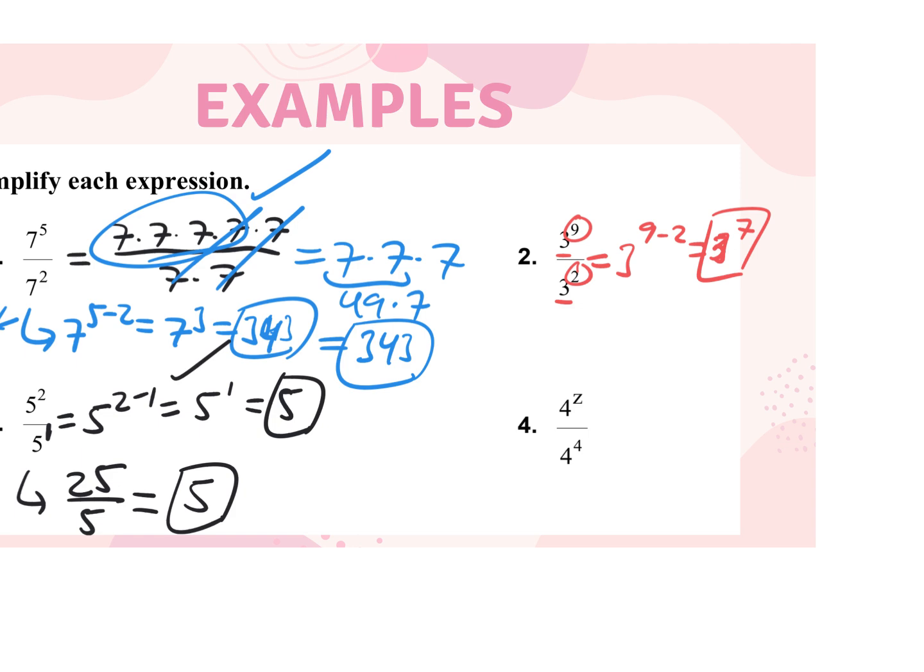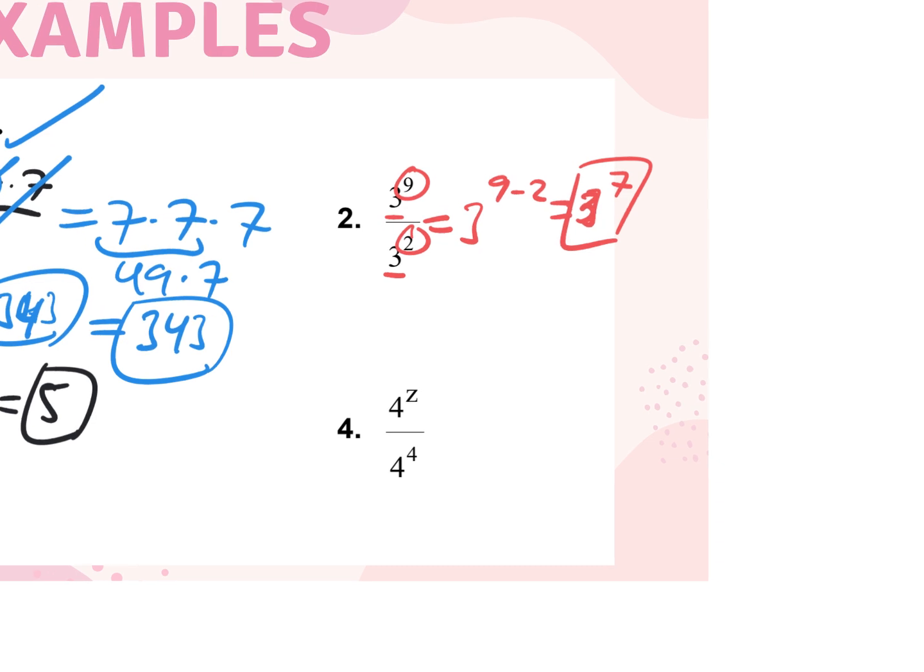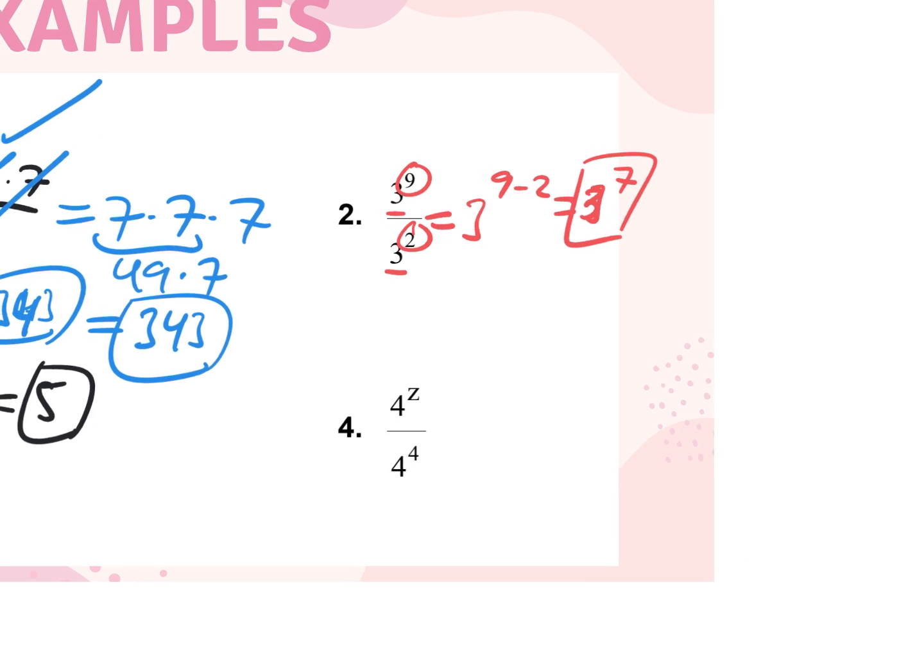All right, so now this next one, 4 to the z over 4 to the fourth, right? z is a variable, but we don't really have any more information, right? So 4 is the same on the top and on the bottom, so this is going to become 4 to the z minus 4. And that's all you can really do there, right? z isn't a number, so you can't really combine it any further. You can just leave it alone like this.